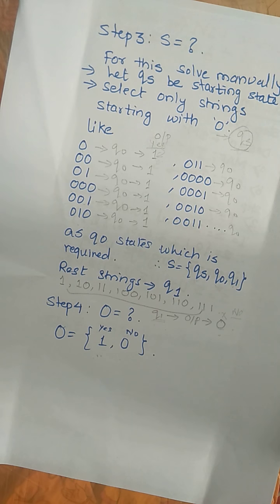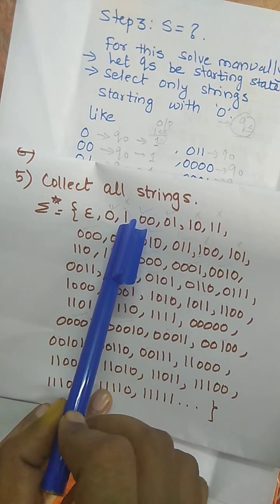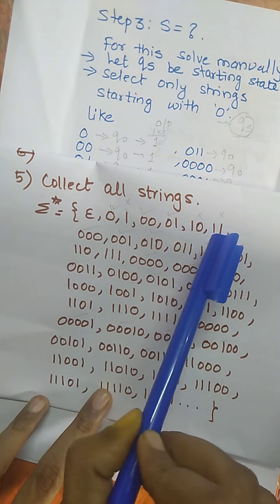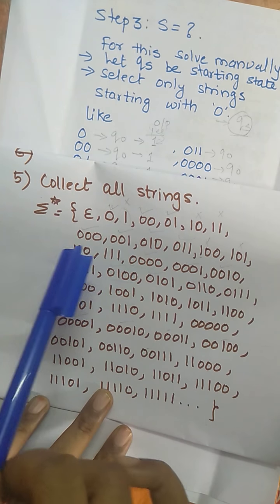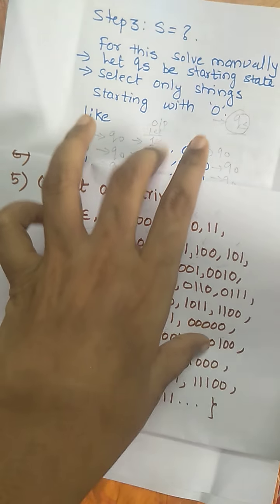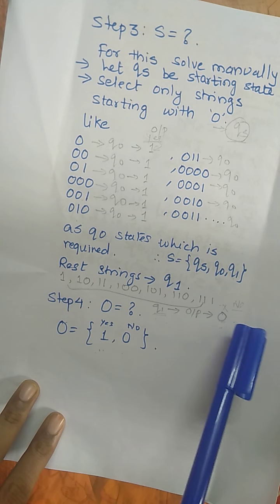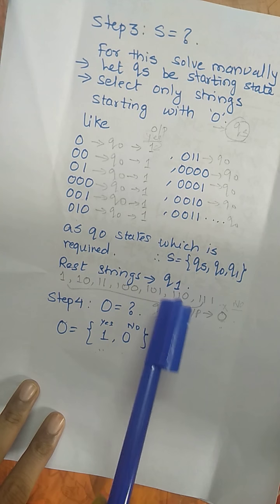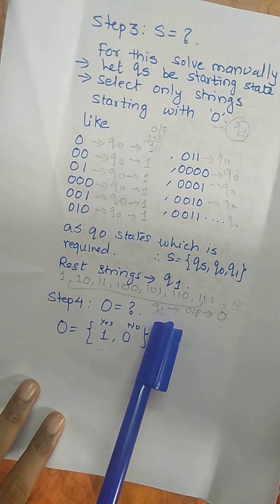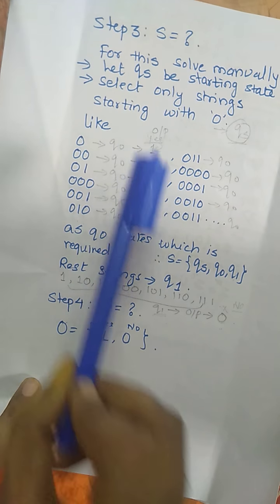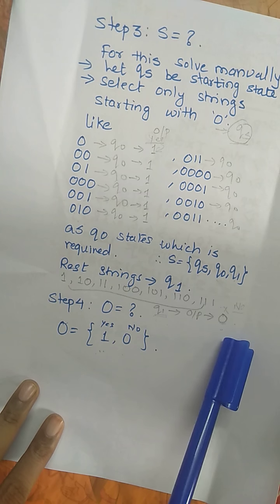Now what about the remaining strings? The strings which we had marked with a cross, which are not according to our requirement, for example 1, 11, then 100, 101, 110, 111. Again we are going to collect them together, as they are not according to our question. We give them another state, the rejected state, with the name Q1. So Q0 is the accepted state, Q1 is the rejected state, with the output no.